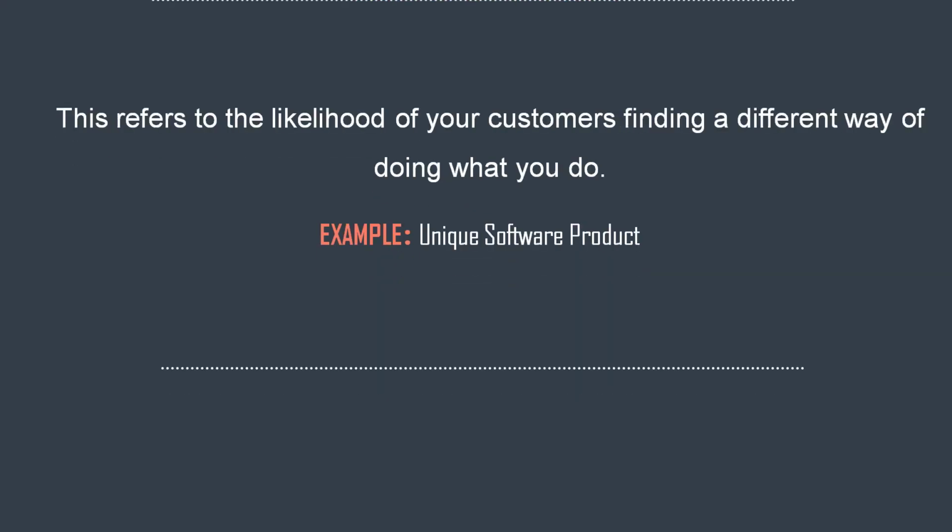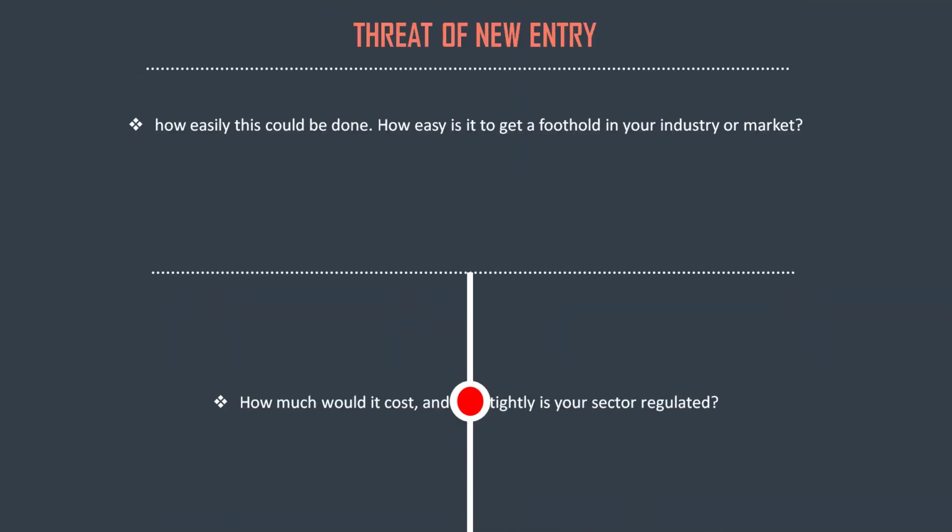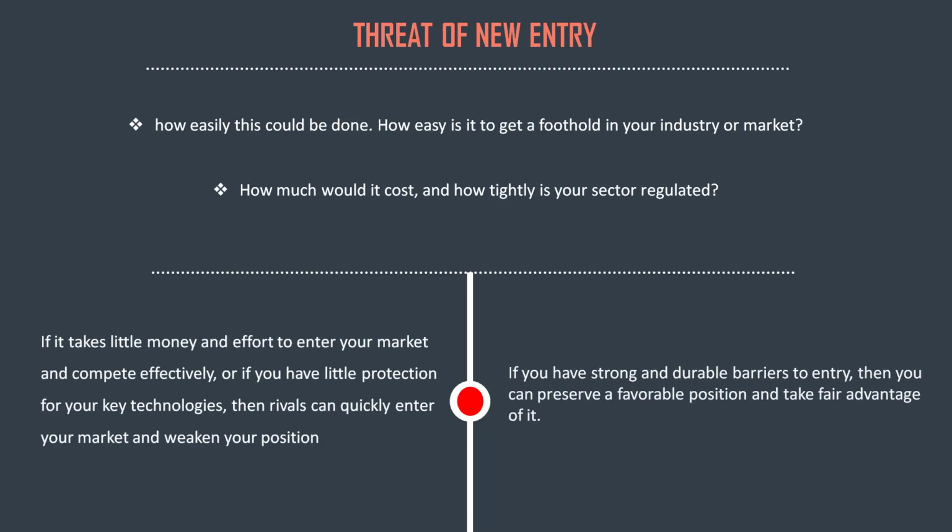Threat of new entry. Your position can be affected by people's ability to enter your market. So think about how easily this could be done and how easy it is to get a foothold in your industry or market. How much would it cost and how tightly is your sector regulated? If it takes little money and effort to enter your market and compete effectively, or if you have little protection for your key technologies, then rivals can quickly enter your market and weaken your position. If you have strong and durable barriers to entry, then you can preserve a favorable position and take fair advantage of it.